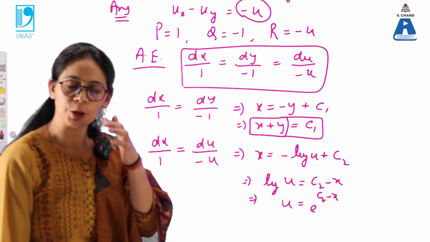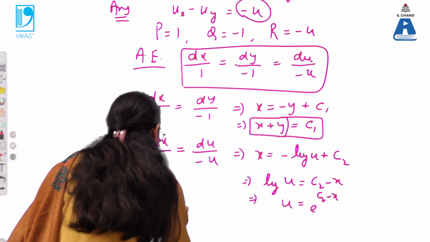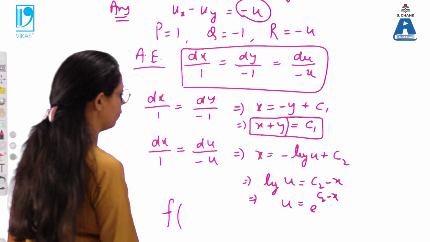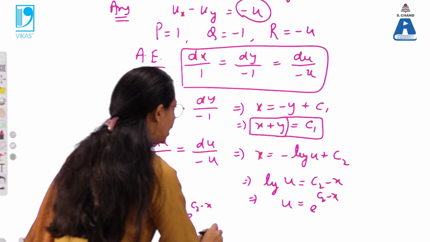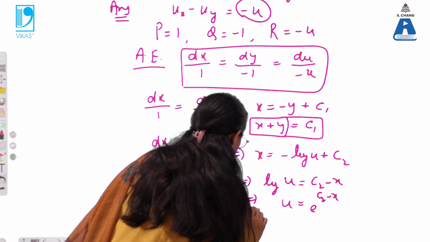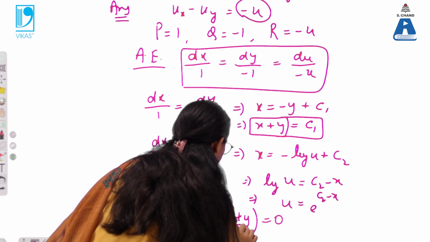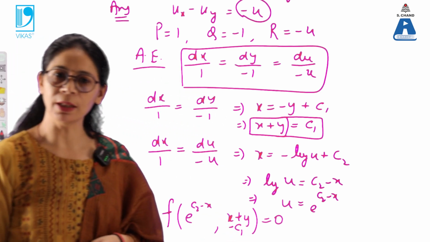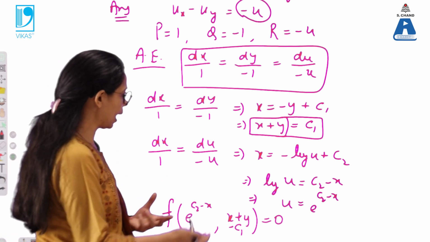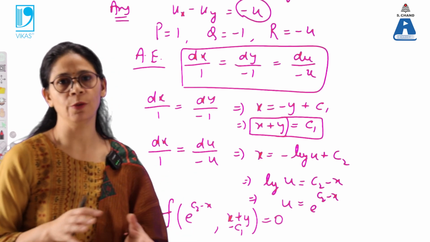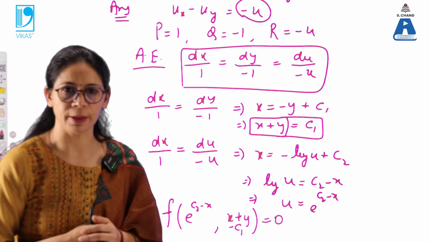So u is a function of x and y. Then the final general solution can be written as f of e raised to the power c2 minus x and x plus y, and this equals 0, where the second argument is x plus y minus c1. So this will be the general solution. Either it can be written in this form or in the form of u equal to some function of v. Either way the general solution can be written.